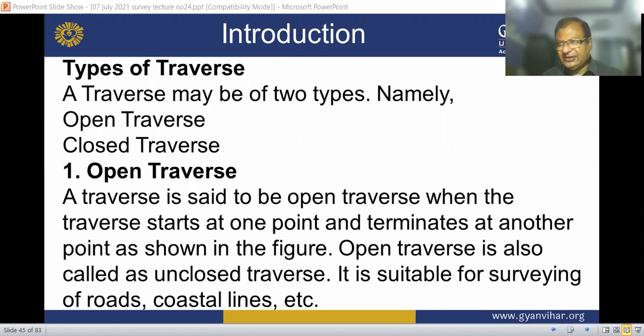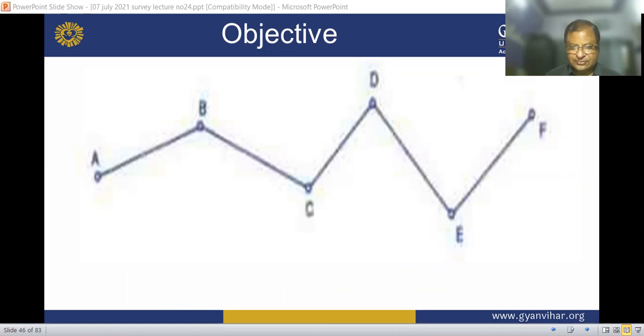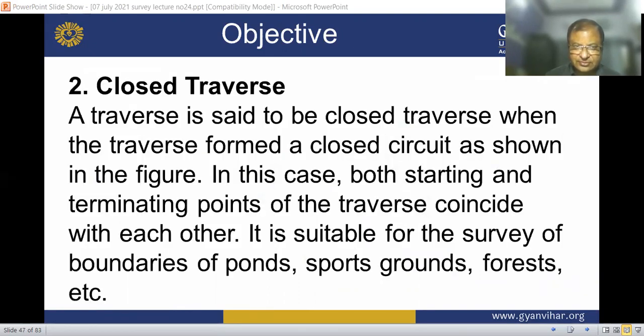So, types of traverse. A traverse may be of two types, mainly open and closed. A traverse is said to be an open traverse when it starts at one point and terminates at another point, as shown in the figure. An open traverse is also called an unclosed traverse, and it is suitable for surveying roads and coastlines, etc. This is an open traverse.